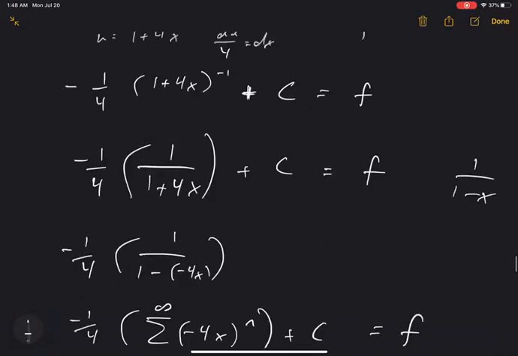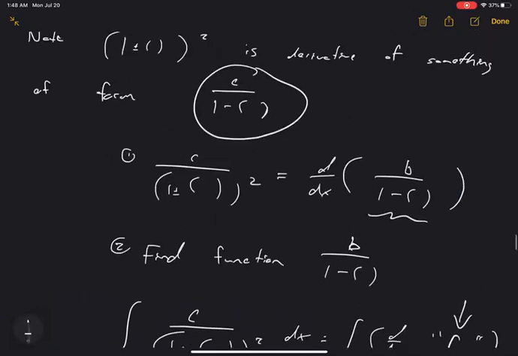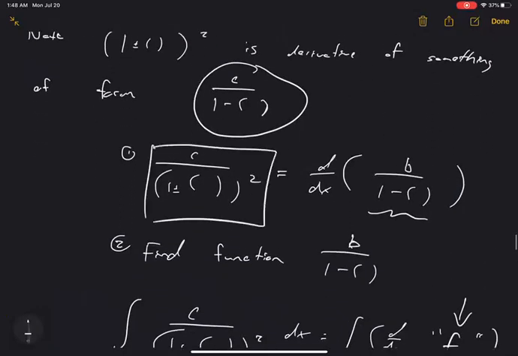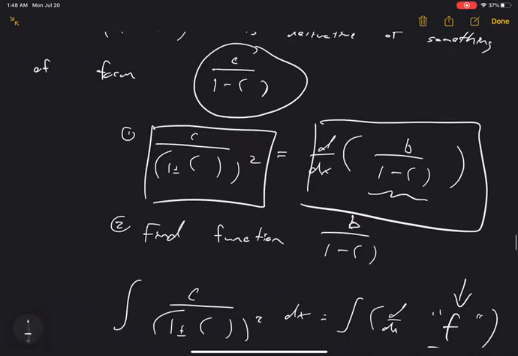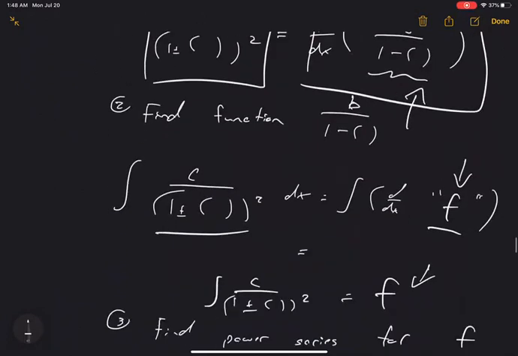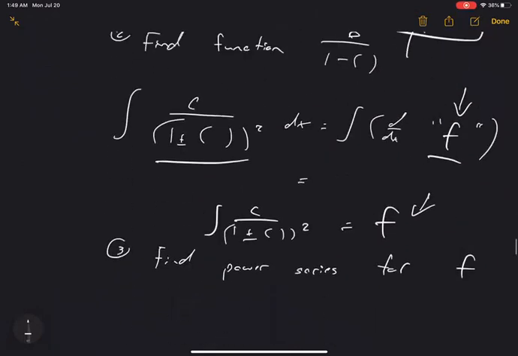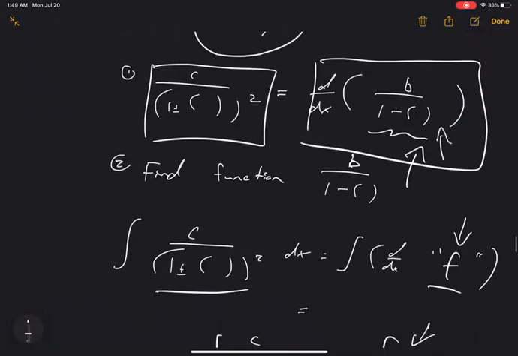So it's a lot, but let's review what we did. We started with some original function that we want to find a power series for. And we're assuming it's the derivative of something nice that we can find a power series for. First thing we do is we figure out what this function is, and we do that by integrating both sides. Then we're going to find a power series for that thing in parentheses.